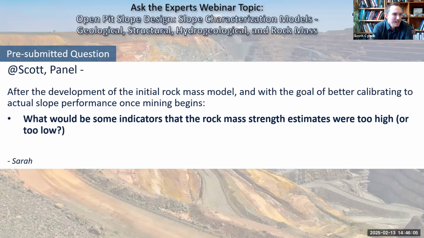An indicator that the strength is too low would be that the estimated factors of safety are very low, but then we're seeing on the radar data, the monitoring data, very, very stable slopes. We're not seeing any issues at all. So in that case, I would advise to do the same thing, kind of go back to the drawing board and try to recalibrate based on what's being observed actually in the field and the actual performance of the pit.